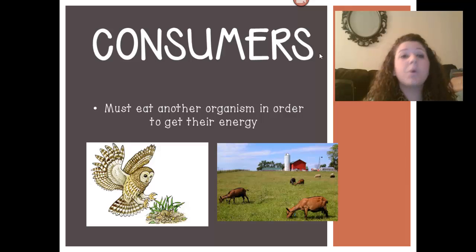The next important part of a food chain are our consumers. The consumers are the part of the ecosystem that has to physically eat another organism in order to get their energy. Notice I said organism, and remember an organism is both a plant or an animal. So some consumers are going to eat producers, which are plants. Other organisms are going to eat other consumers, which are other animals.